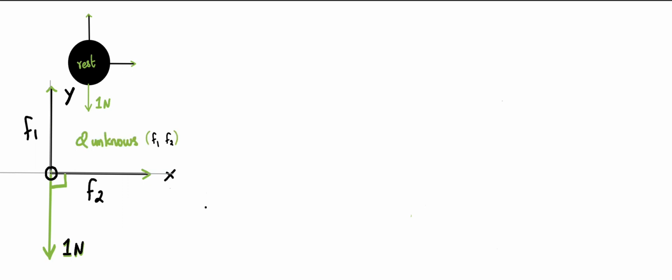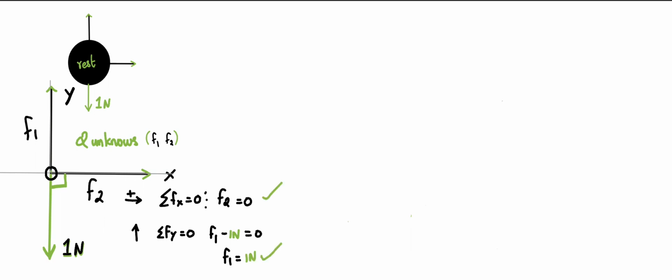So solving this, there are two unknowns to be solved. What we know is the equilibrium condition: summation of Fx is equal to 0. I substitute, only F2 is there along the x direction, so F2 comes as 0. Similarly I substitute for Fy, specifying along what direction I take positive for every equation. So here summation of Fy is equal to 0, F1 minus 1 is equal to 0, that gives me the value of F1. So I have solved for these two unknowns with these two equations, which is the condition for equilibrium.